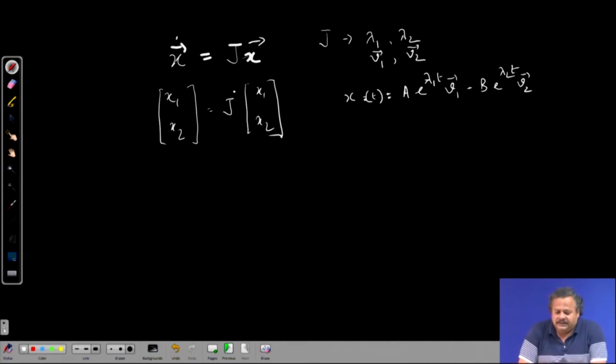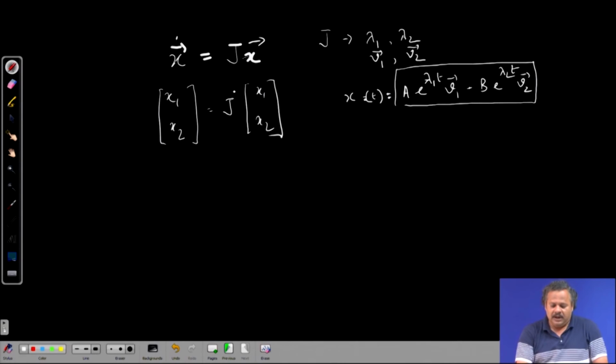So, this is the general solution for a two dimensional system, with the matrix J having eigenvalues lambda 1 and lambda 2 with corresponding eigenvectors v 1 and v 2. You can check yourself that this is the solution by plugging it into the x dot here and x there, and you will find that this is indeed the trajectory.